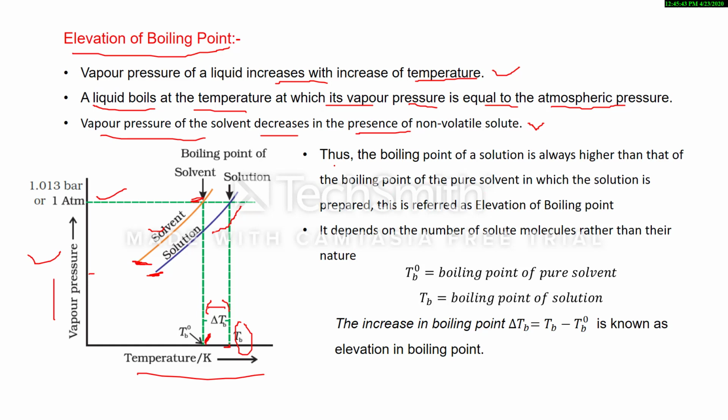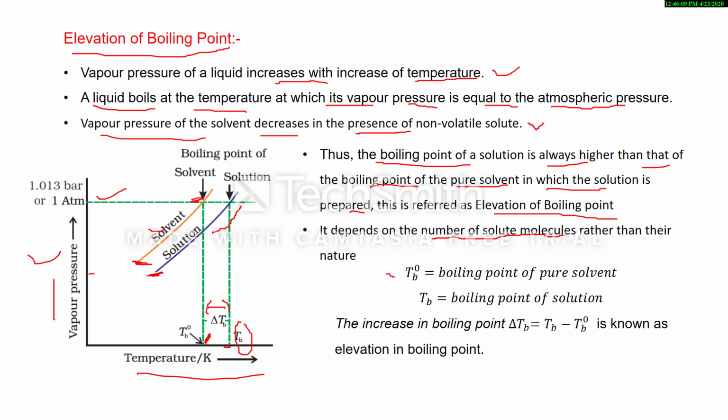Now see, whatever we have discussed, just memorize it. The boiling point of a solution is always higher than the boiling point of the pure solvent in which the solution is prepared. This is referred to as elevation of boiling point. And elevation of boiling point depends on the number of solute molecules. That's why it is a colligative property.